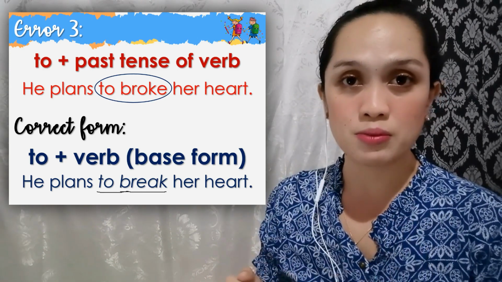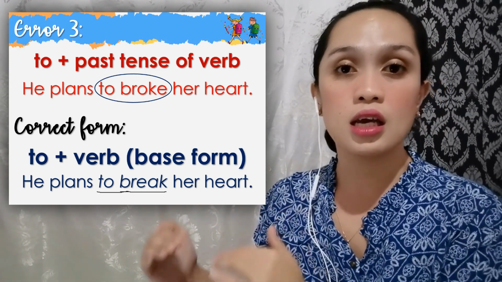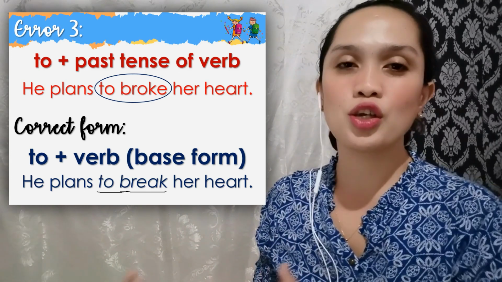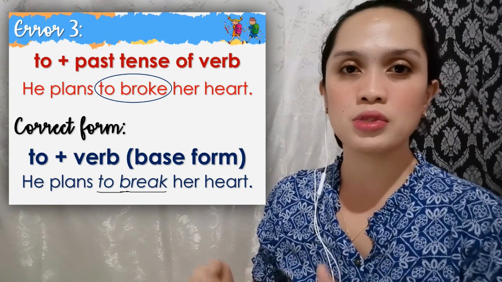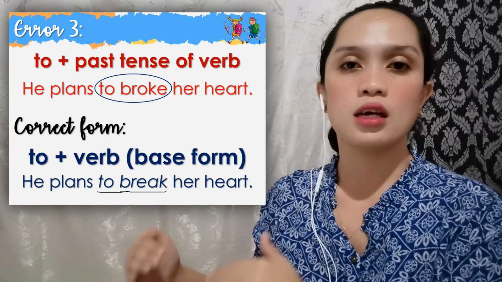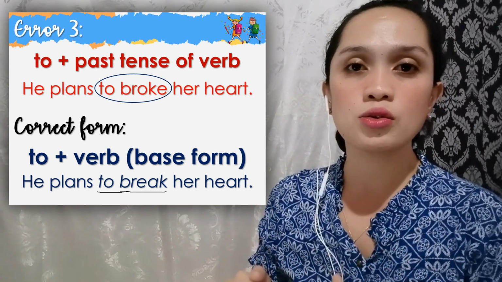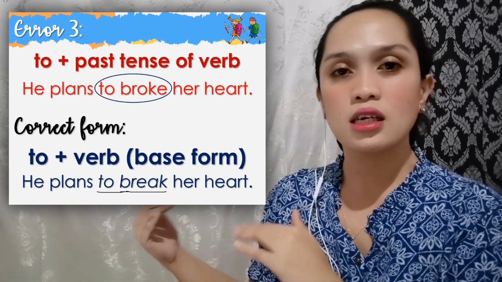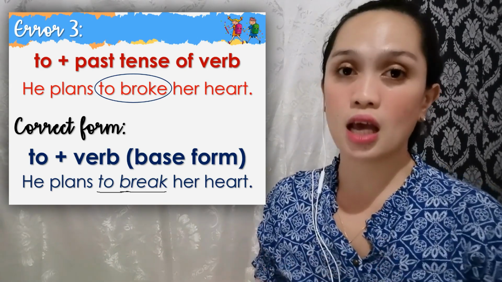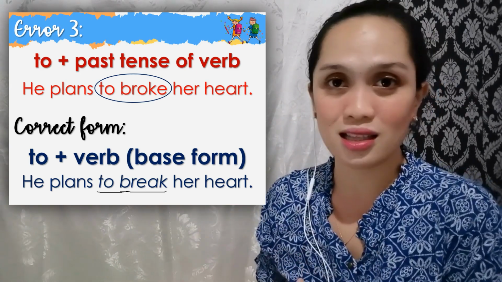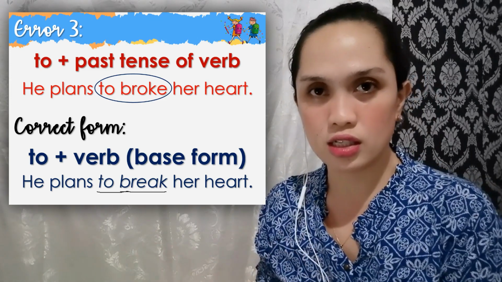So he plans to break her heart. One of my dreams is to live in Europe. So you don't say, one of my dreams is to lived in Europe. Or you don't say, I want to sold baked goods. So you say, I want to sell baked goods.